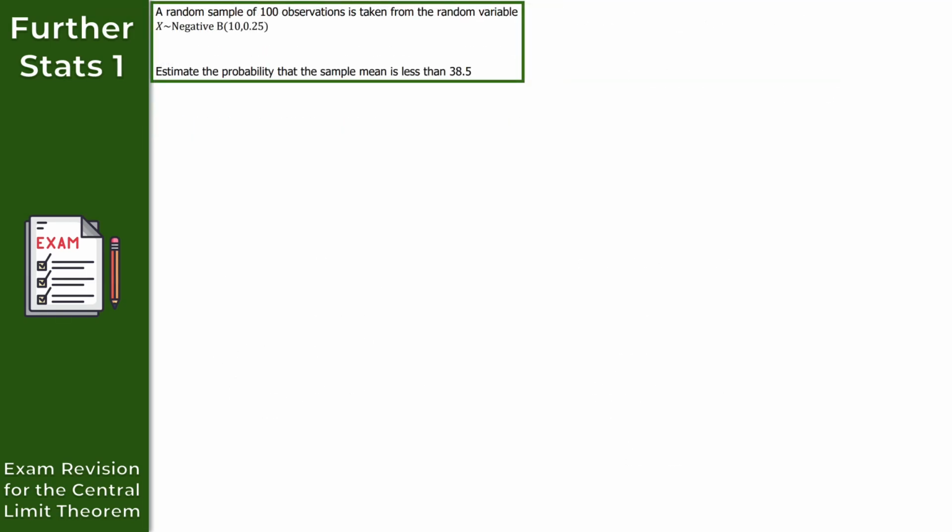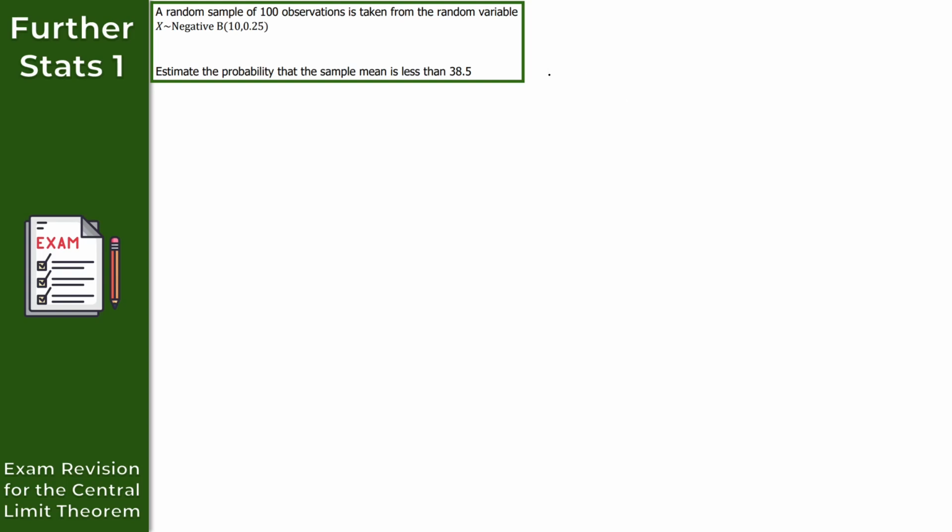And to finish, let's take a look now at the very last question, question 3. For question 3, we have a random sample of 100 observations taken from the random variable x, which follows a negative binomial distribution with parameters 10 and 0.25. It asks us to estimate the probability that the sample mean is less than 38.5.